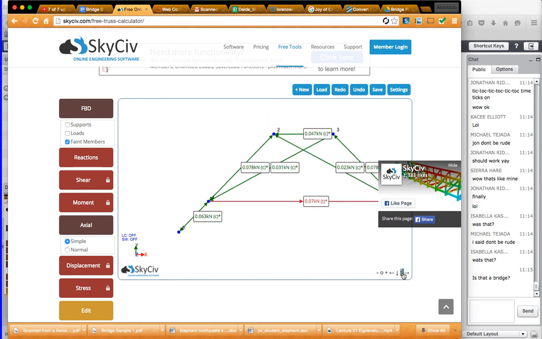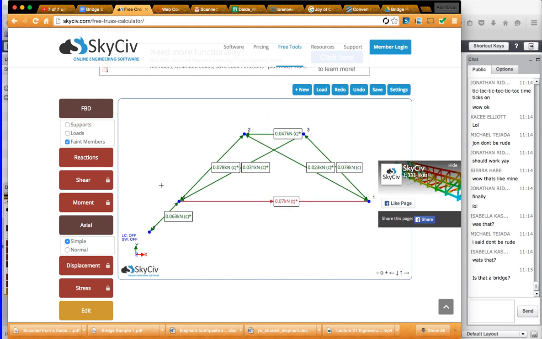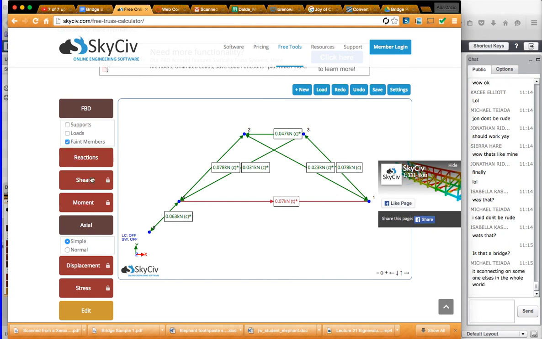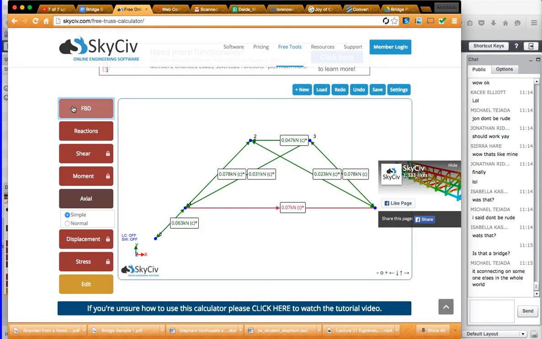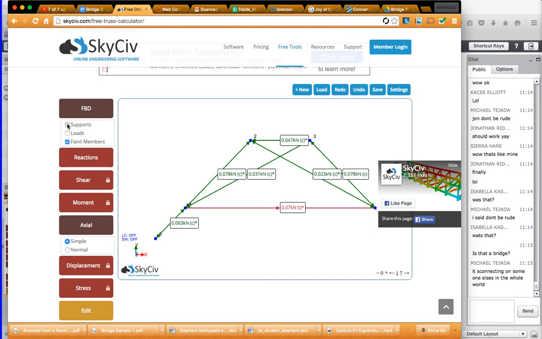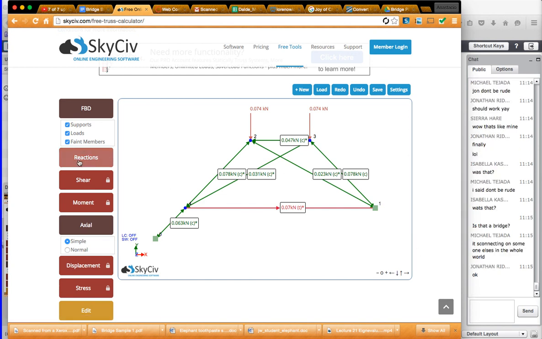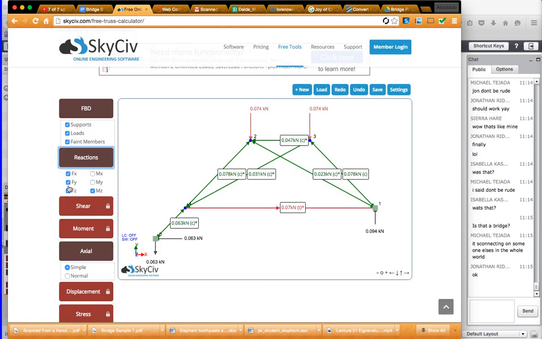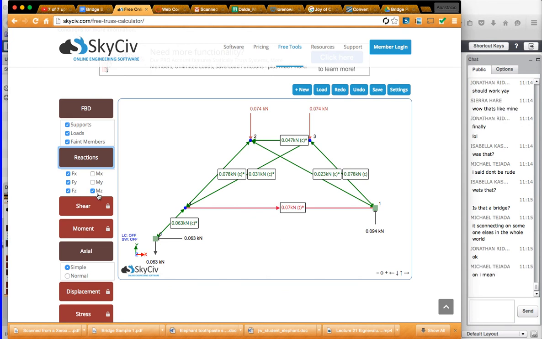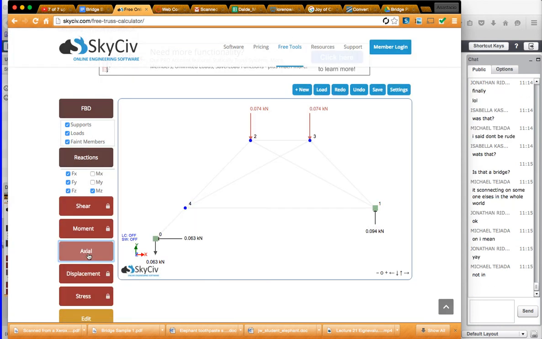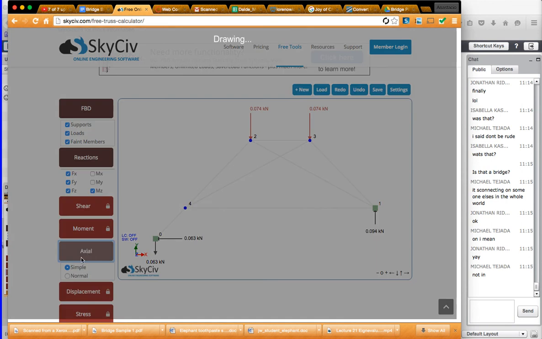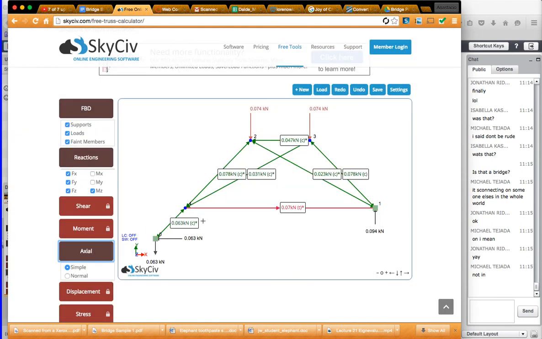I'm going to move it up. Alright, so this is my bridge, and it goes from there to there. I want to click on Free Body Diagram, or FBD, and I want to do the supports and loads, so I want to see that. I want to go to Reactions, and I want to make sure that FX, FY, FZ, and MZ are clicked. I want to click on Axial. See, this is what it wouldn't look like before, but if I click on Axial, this is what you get.